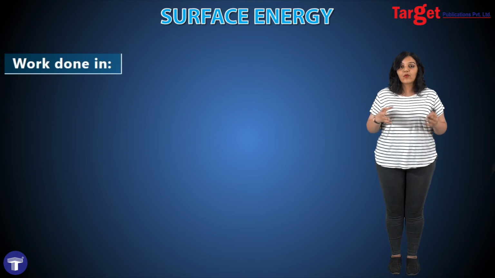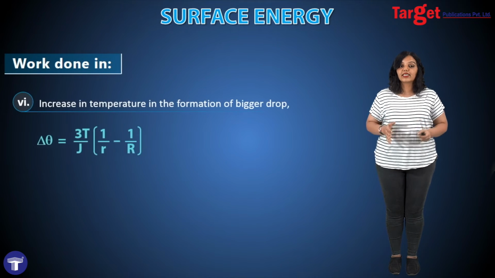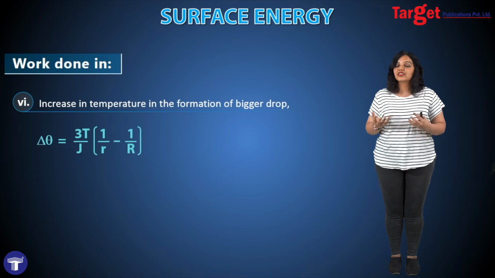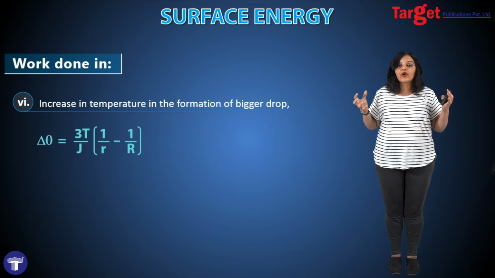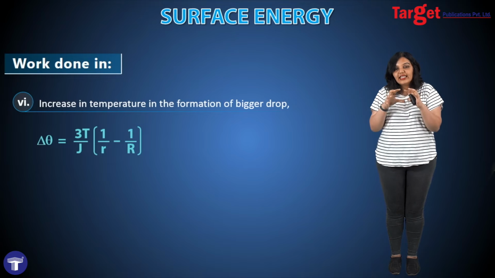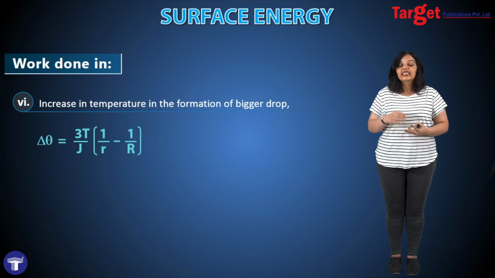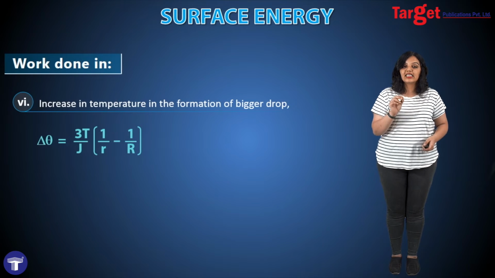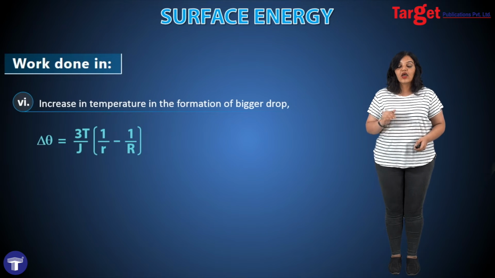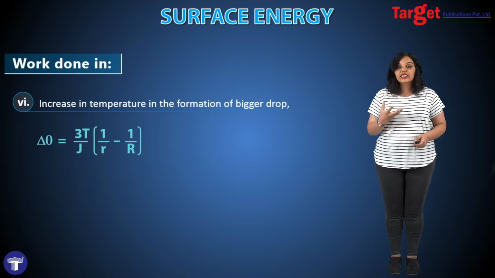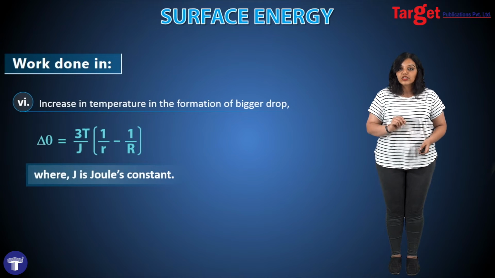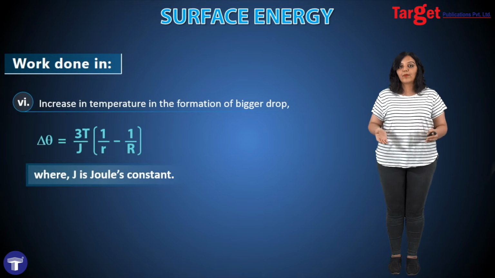Finally, we must understand that when we coalesce many drops into one bigger drop, what we're doing is overall decreasing the surface area. But where will this extra surface area go? It's not going anywhere. It is going to be pulled into the drop. And in order to pull in this extra surface area into a bigger drop, some work is done. And this work is manifested as a tiny increase in temperature, where I say that this increase in temperature is delta theta, which is given by 3T by J (1 by r minus 1 by capital R), where T is the magnitude of surface tension, J is Joule's constant, small r is the radius of the smaller drops, and capital R is the radius of the big drop that you are forming.